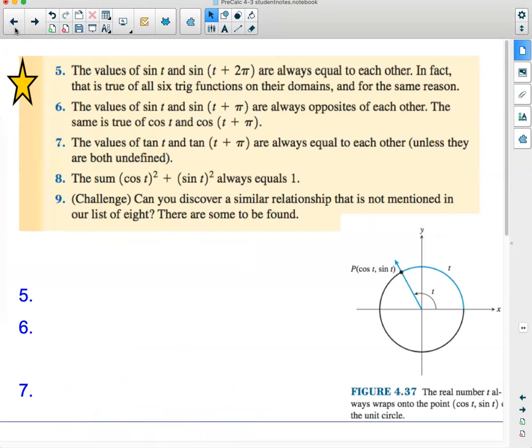Alrighty, number 5. The values of sine of t and the sine of t plus 2 pi are always equal to each other. Okay, so you've got a point on the unit circle. I know I have to do this backwards, counterclockwise this way for you guys. 2 pi. Oh, it'd be at exactly the same spot. They're coterminal. Of course they're going to land in the same spot.